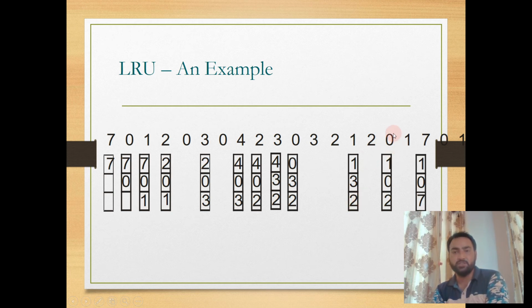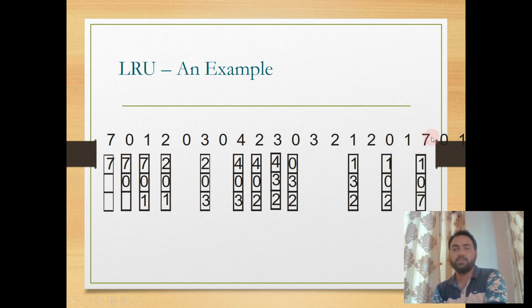Then comes page 0. So we have to replace page 3 with page 0 in the frame set, as page 3 is the least recently used page. Then comes page 1, which is already available in the frame set, so no page fault.